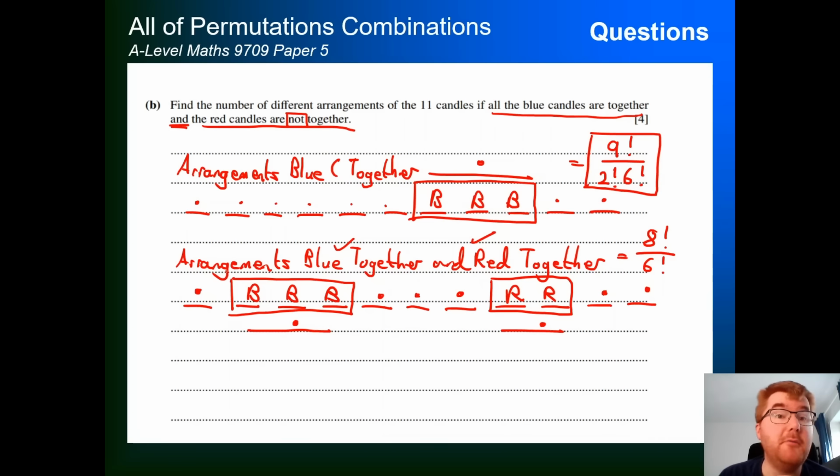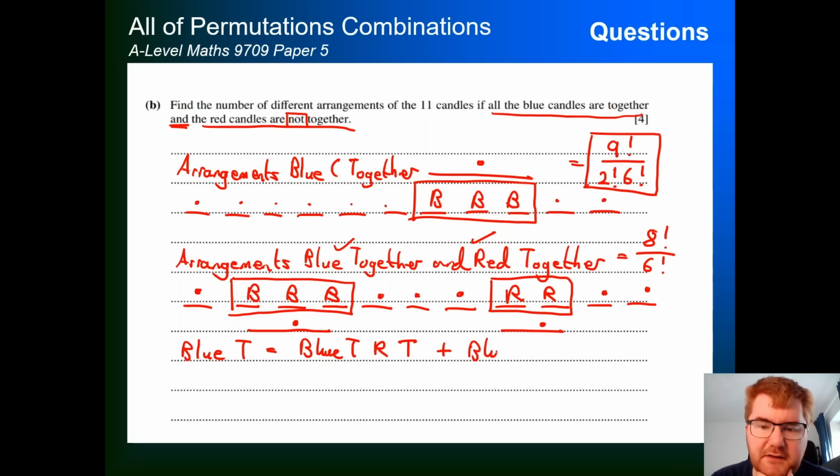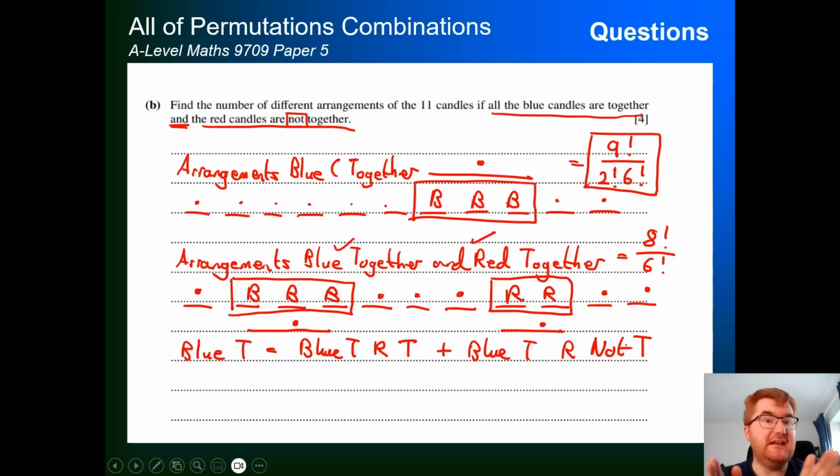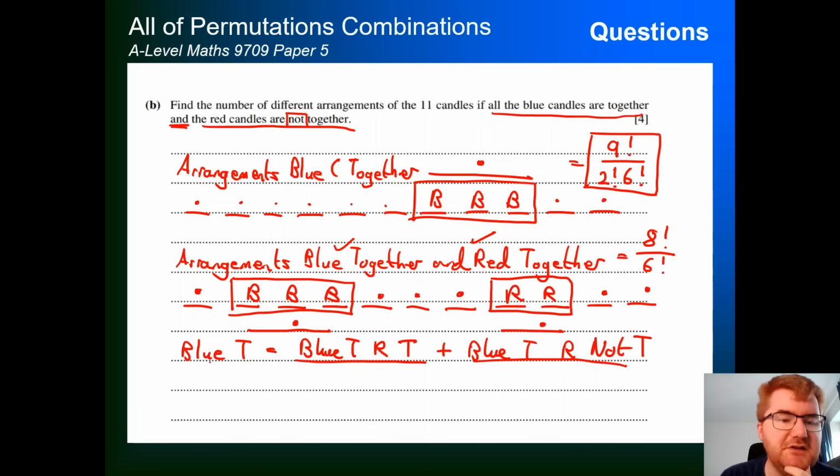Now, how does that actually help us answer the question? Well, we use this idea of probabilities essentially adding up to 1. It's kind of an idea of this. So if we have blue together, so I'll put blue T, that's going to be equal to blue together and red together, and blue together and red not together. Because notice blue together, again you've got all the other conditions, is equal to blue together, red together, and blue together, not red together. Because either red is together or red is not together. So these two have to add up to the total that we have just blue together without any other conditions.